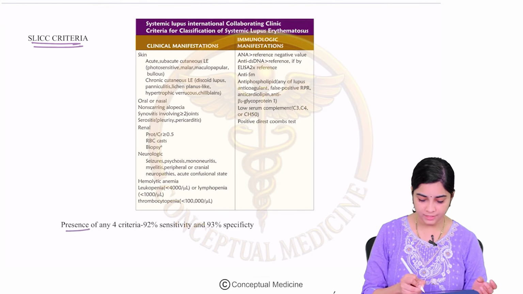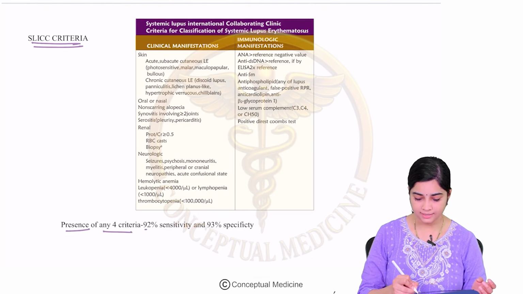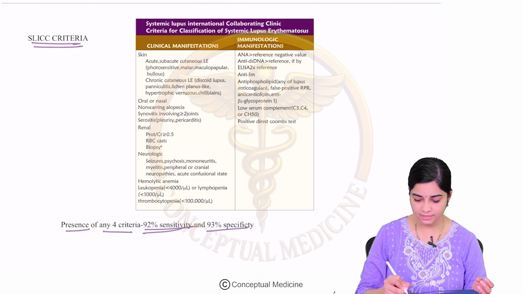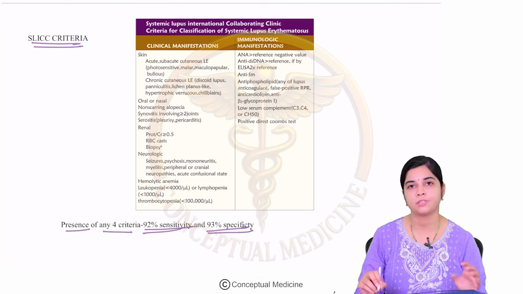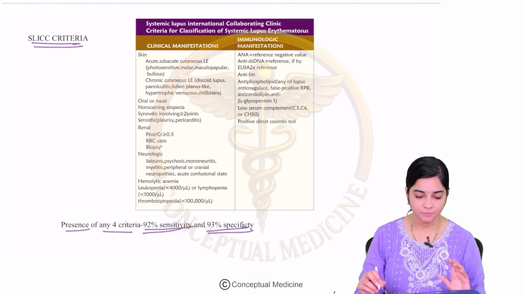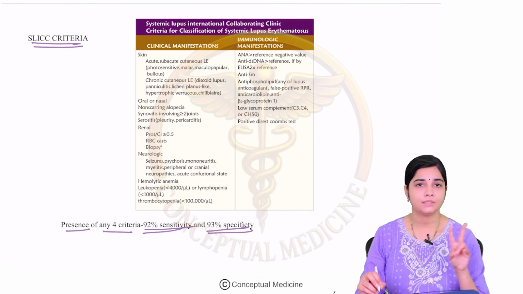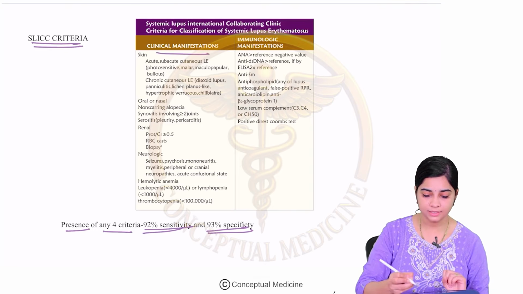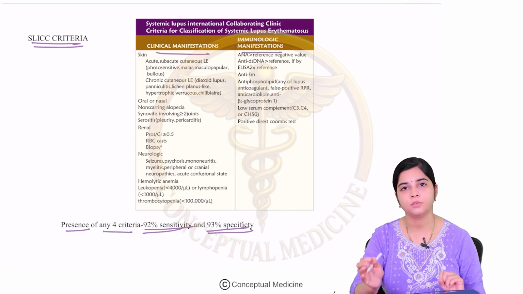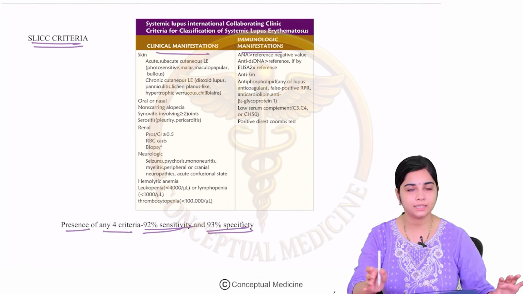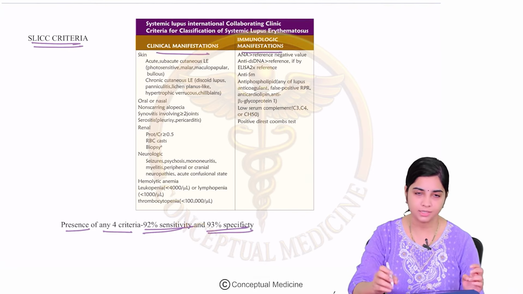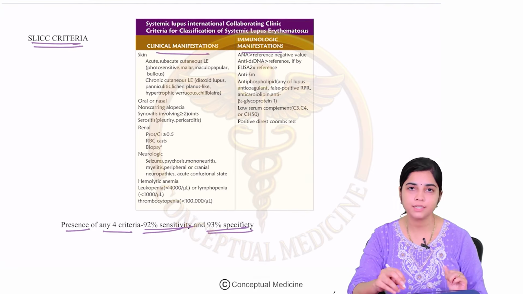So presence of any four of the criteria has a 92% sensitivity and a 93% specificity for the diagnosis of SLE. Okay, so SLICC criteria has two domains. You look at the clinical manifestations and the immunologic manifestations, so the clinical criteria as well as the laboratory criteria. So what are the clinical criteria?